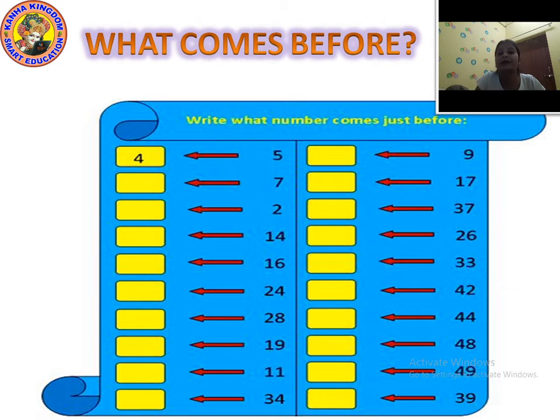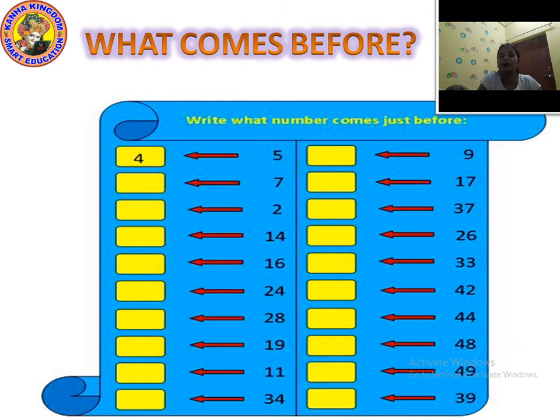Now the next number is 24. Let's find out what comes before 24. Let's start counting from 21. 21, 22, 23, 24. So 23 comes just before 24.